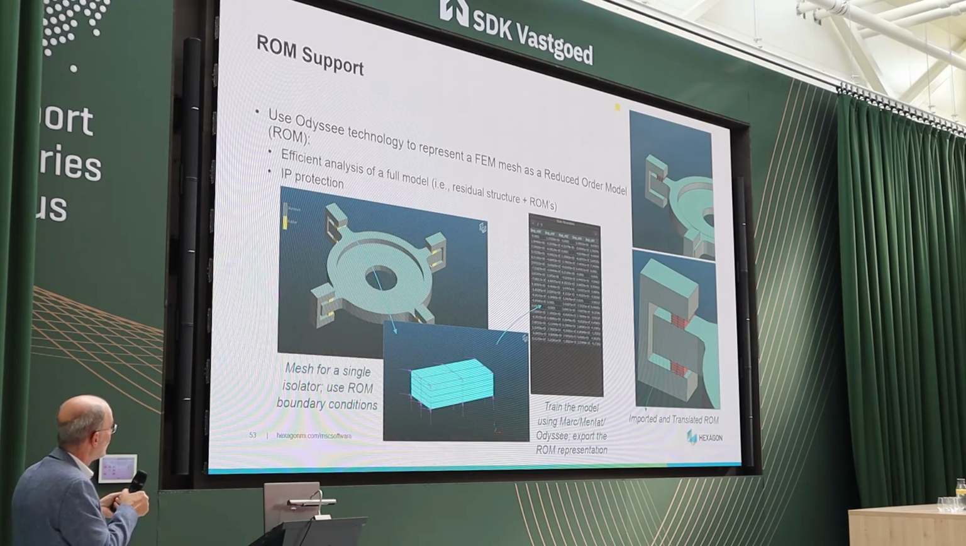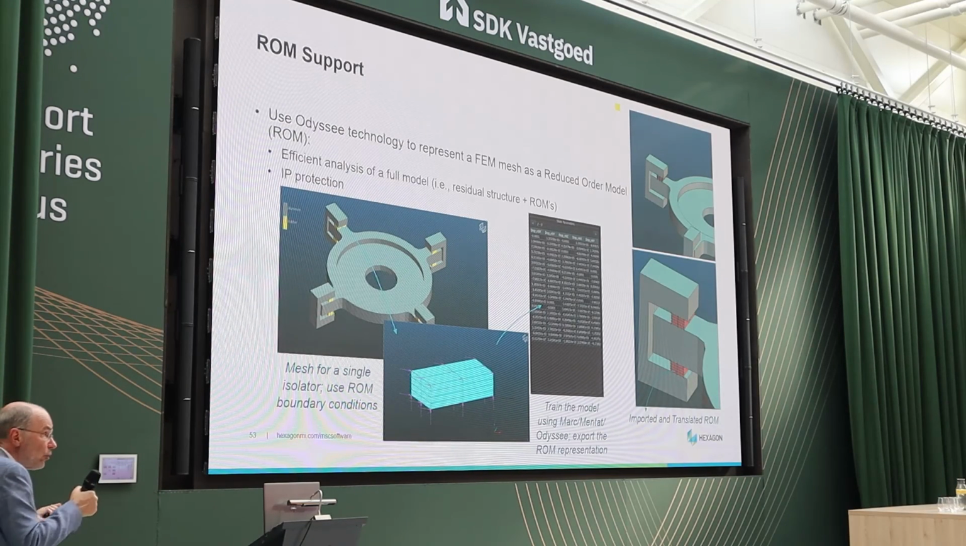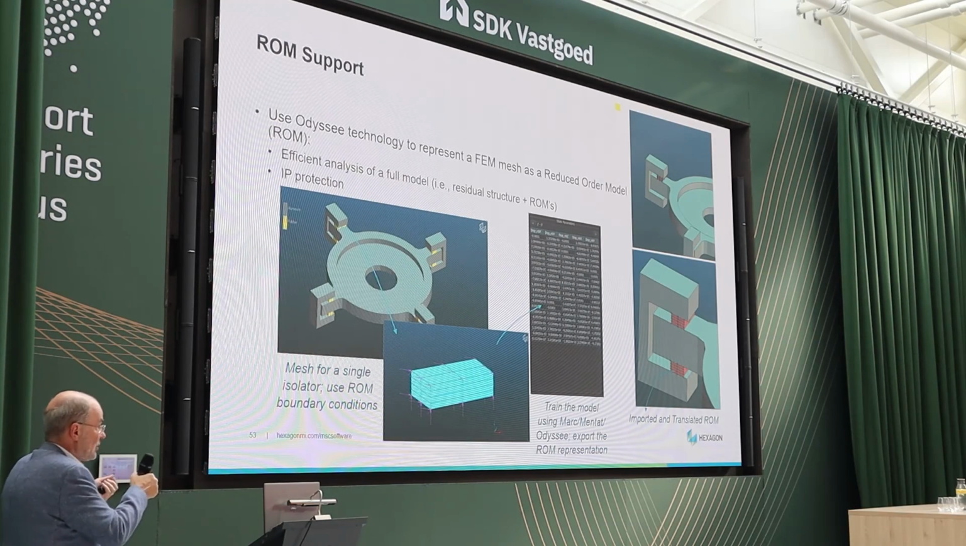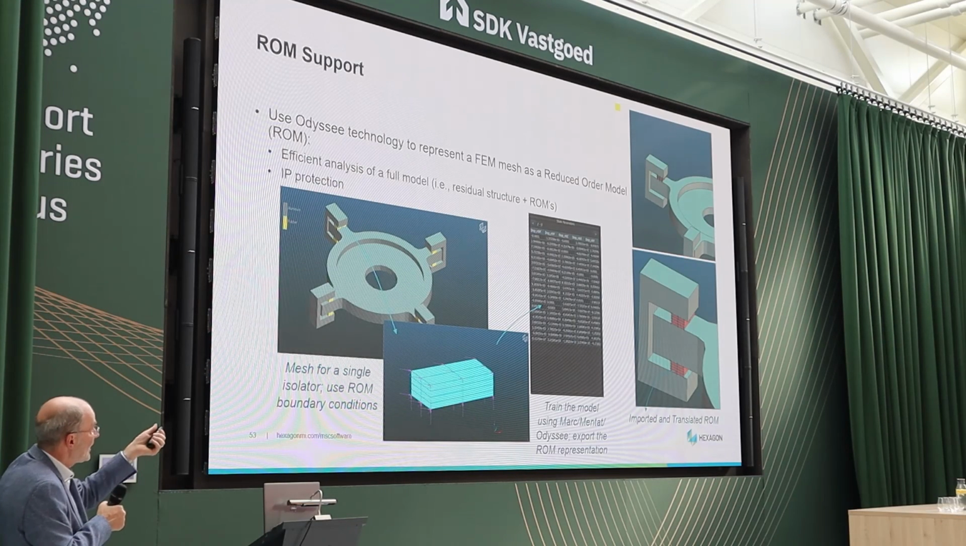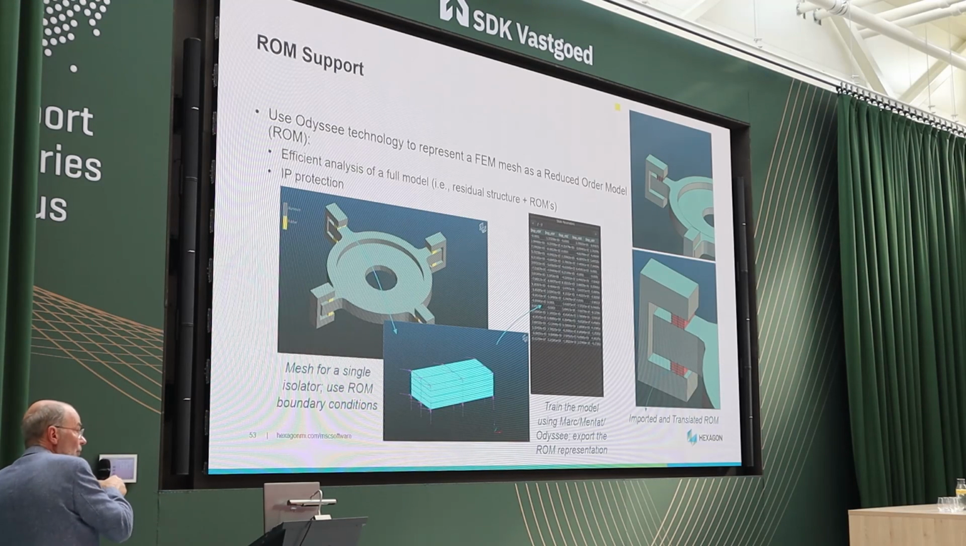Of course, we can import it six more times, and then translate and rotate it to get it in the position of the original eight isolators. That way we are able to both train and consume the reduced order models. And if you want to ship those reduced order models to your customer having the same software, that's easy. He can use it, but he does not have insight into the original finite element data being used to train that ROM.